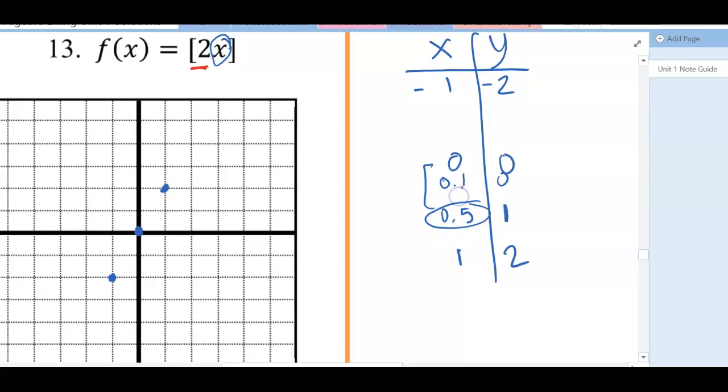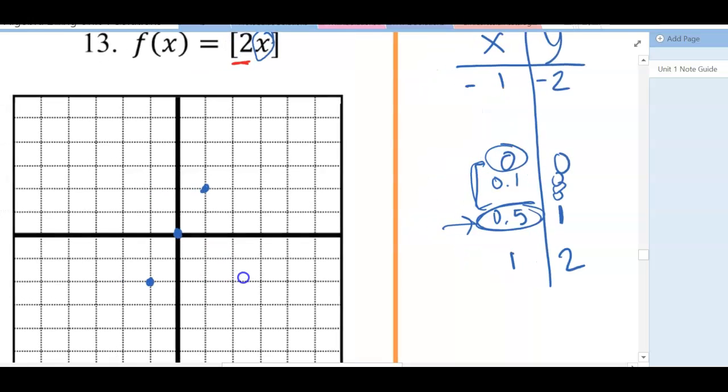No, because our half is the place that happened, right? 2 times 0 is 0. 2 times a half is 1. 2 times everything between 0 and a half is going to stay between 0 and 1. Do you guys agree with that? And any number that's between 0 and 1 would be rounded to 0. So all of these are going to be 0 until we get to half, and half is going to be a key value that we're going to need.